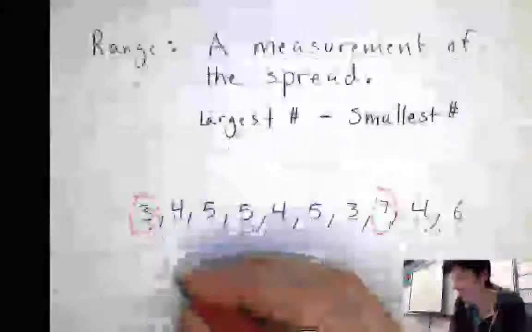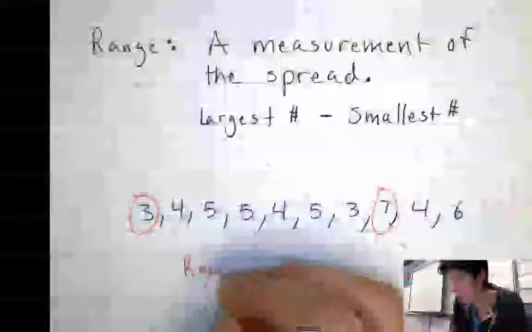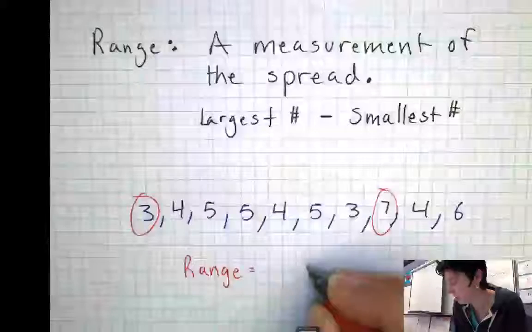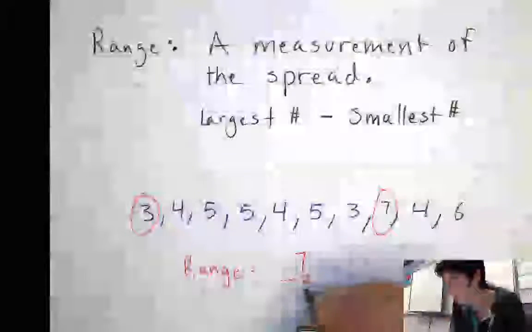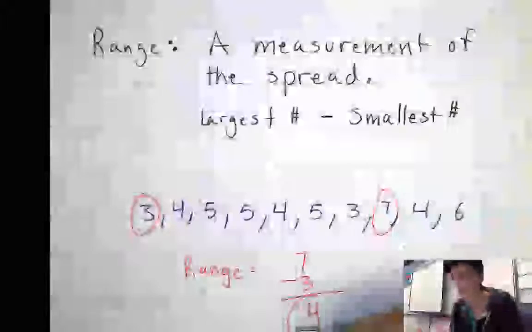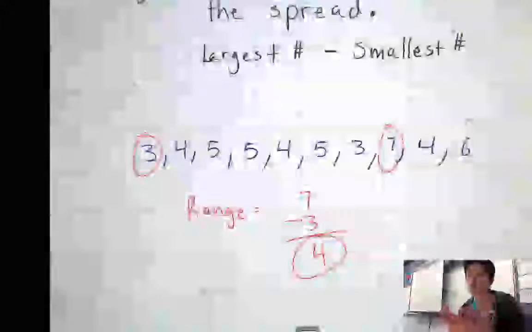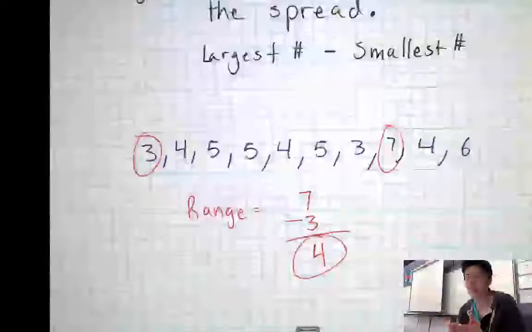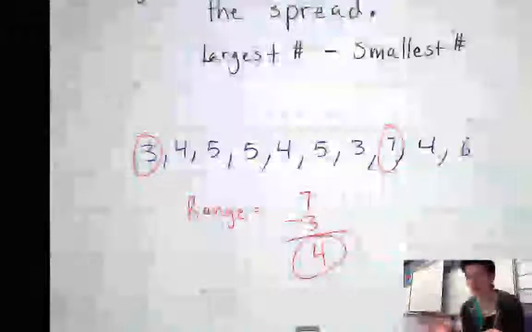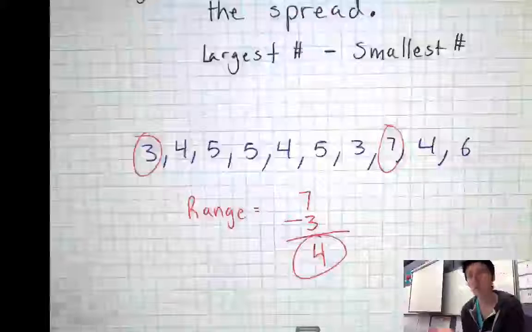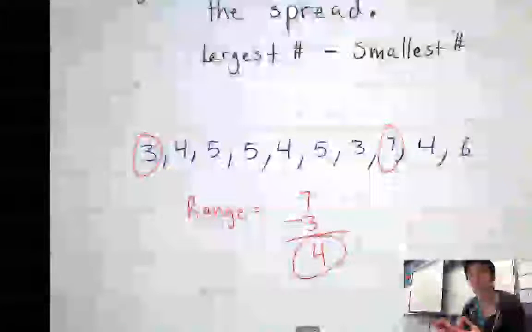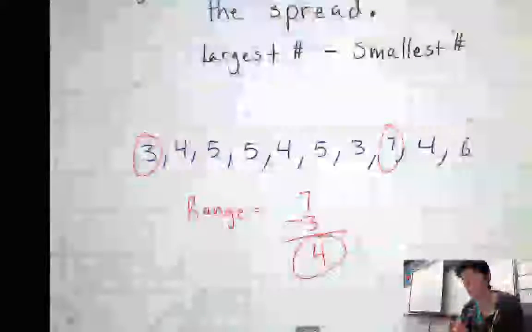So a quick calculation for range would be to easily go, what's 7 minus 3 is 4. So we have a range of 4. Not a very big range, a very short spread of numbers. It goes from the smallest house of 3 people to the largest house of 7. So I would say this is a very small range, not a large spread.